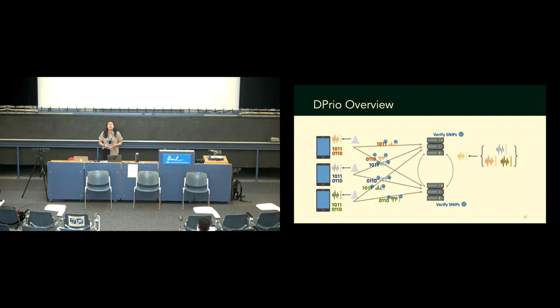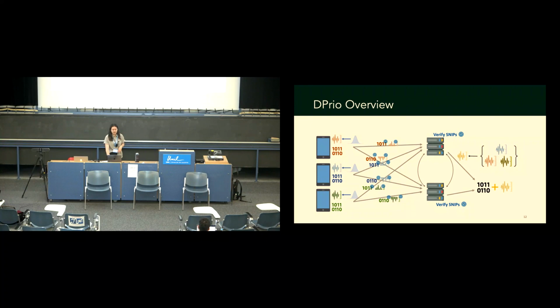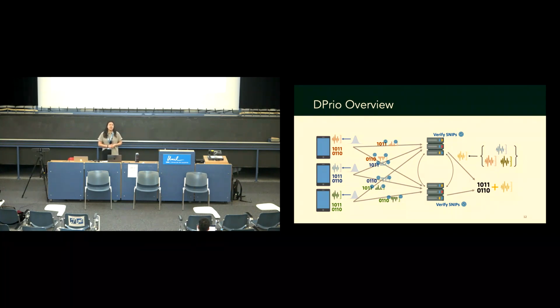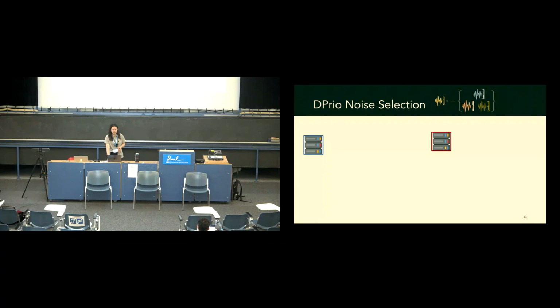And then what they'll do is they'll run a noise selection protocol. So a multi-party computation protocol which allows them to choose one of the noise values that they have received from all of the clients. And then they'll take the sum of this noise value with whichever statistic they've computed and output that result. And this gives us differentially private output.